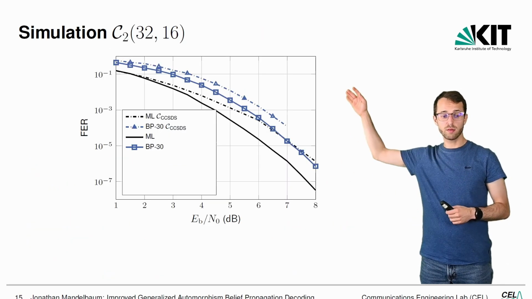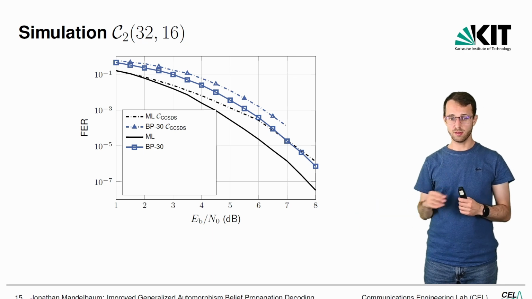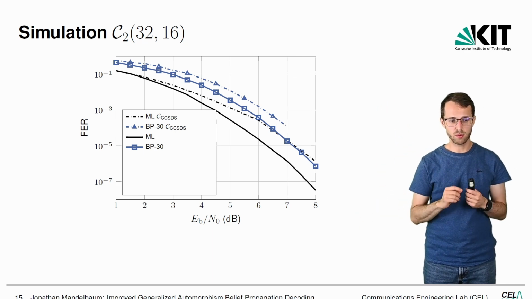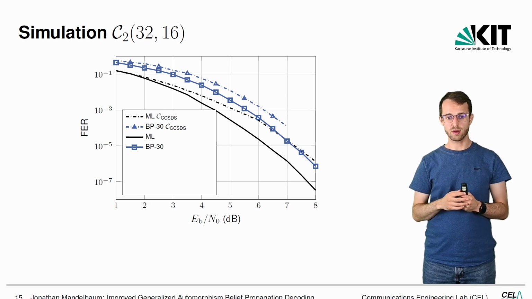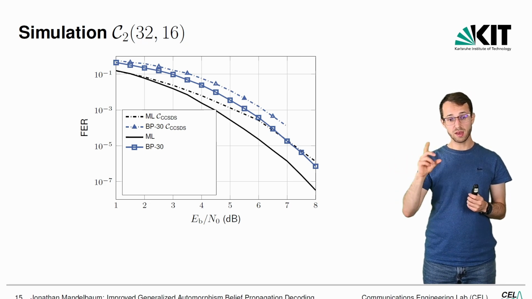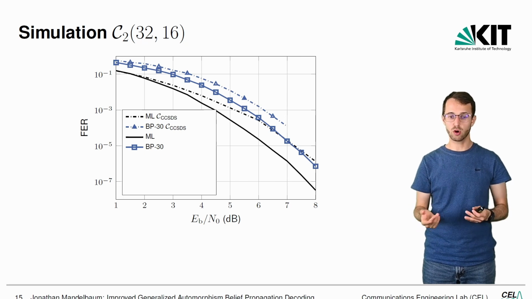Here we depict the frame error rate over Eb/N0 and compare the code C2, which we constructed in the previous work, with its reference code. We can see that both in terms of ML performance and BP performance, the constructed code outperforms the reference CCSDS code.